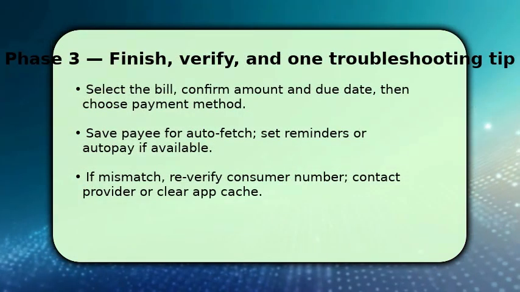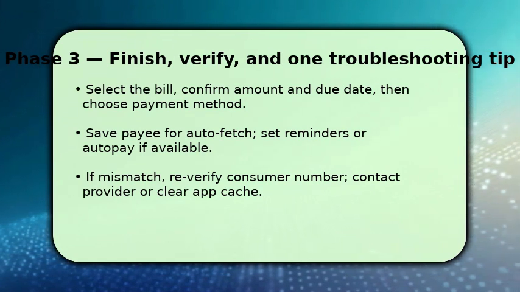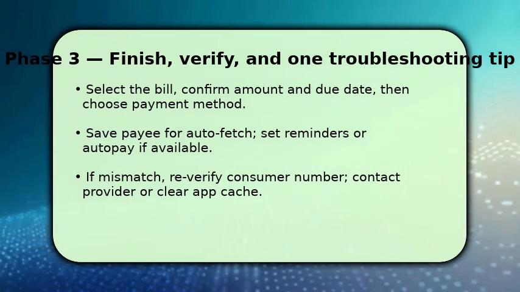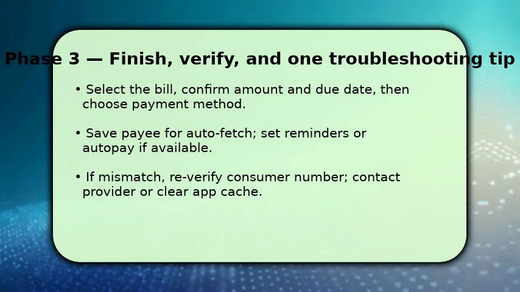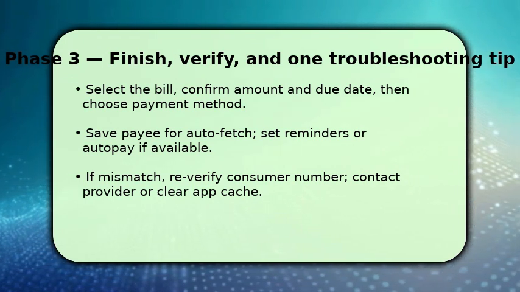You finish by selecting the fetched EB bill, double-checking the amount and due date, then choosing your payment method, UPI, card, or bank transfer, and confirming the payment. Once paid, Google Pay records the receipt. Save the payee so new bills auto-fetch next time.